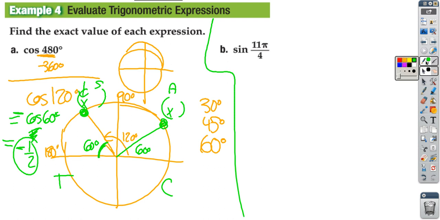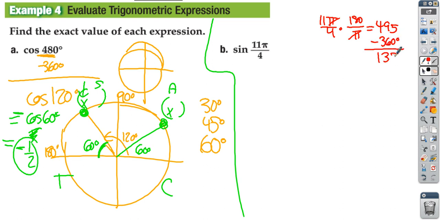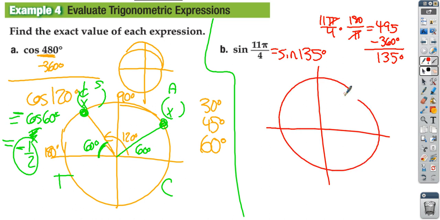Okay, 11 pi over 4. It's usually easier to think in terms of degrees instead of radians, so I'm just going to change that to degrees right here, and that turns out to be 495 degrees, I believe. That's right. Because that's more than 360, we'll subtract away the 360, so we'll get 135. This is equal to the sine of 135 degrees. That's not one of these three angles, but it is going to have a reference angle of one of those, and it turned out to be 45.